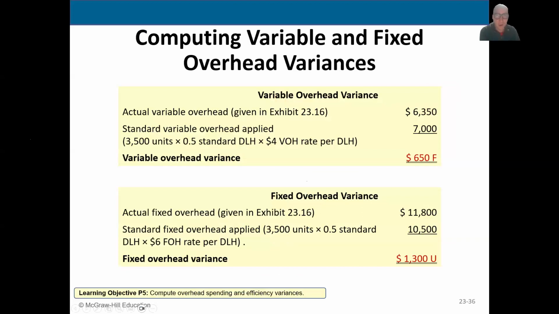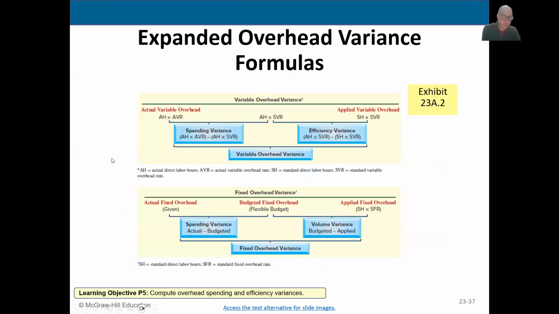Here are a couple of examples of this. The variable overhead variance, we take the actual variable minus the standard variable to find the variable overhead variance. We apply the same process for the fixed overhead. Take the actual fixed minus the standard fixed to find the fixed overhead variance. Same exact formula process applied. Actual overhead times the actual variance rate gets us the actual variable overhead. For the applied, it's the standard rate times the actual standard variance. Actual minus the standard gets us the variance, you see. The same exact concept.